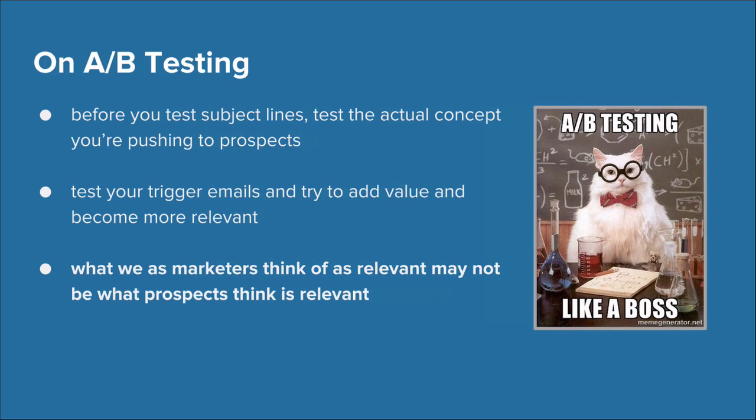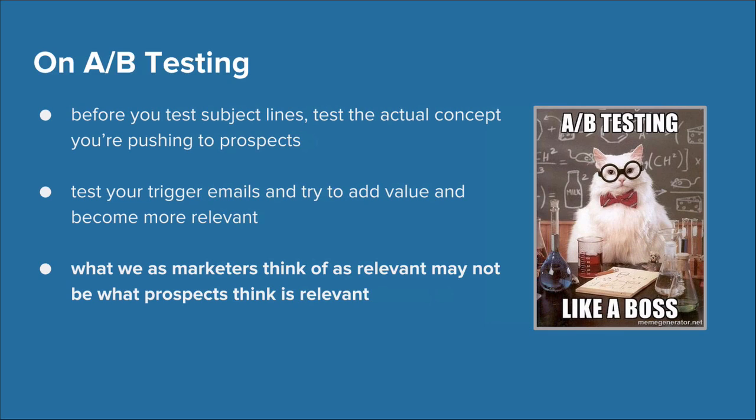I think it's important to test the actual concept. So for example, in that first line of triggered emails, if we sent them information about the products they just read about in the SMB article, we should test that. We should have an A/B test at that point that has something else, so an entirely different type of content that we send them, to see which people find more relevant.